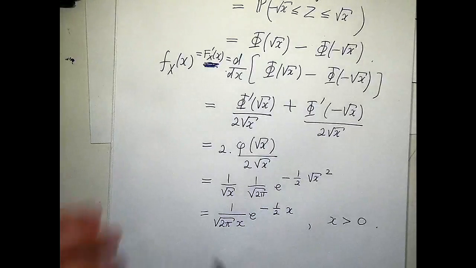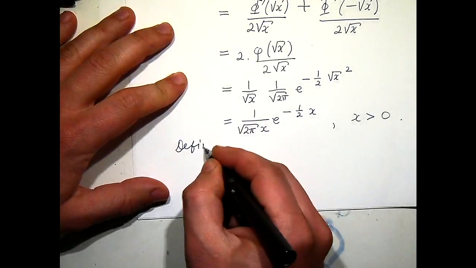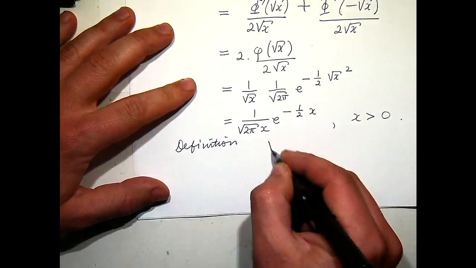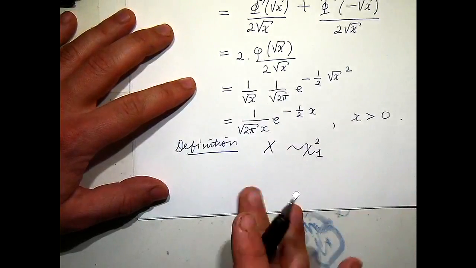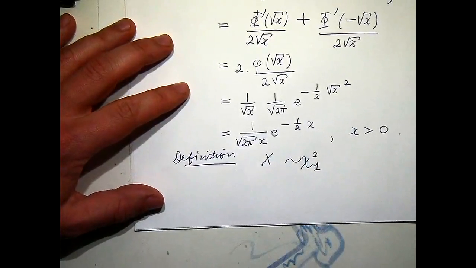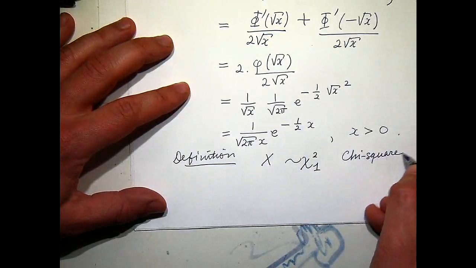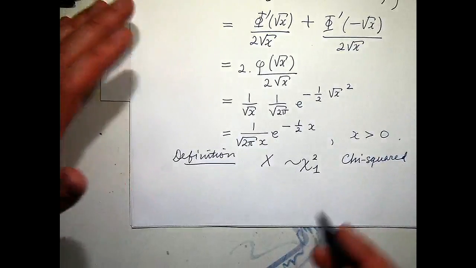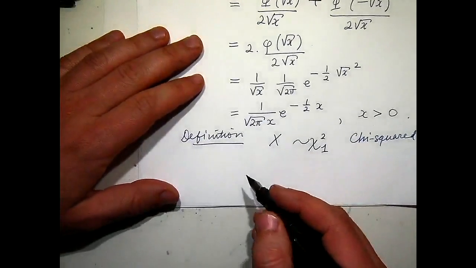Now, we're almost at the end here. We've deduced the density of x equals z squared. By definition, x has the distribution called chi-squared 1. And the meaning of that is the sum of squares of one standard normal, so just the one squared standard normal. The word used is chi-squared, with one degree of freedom, that's effectively one dimension of normality that went into it.